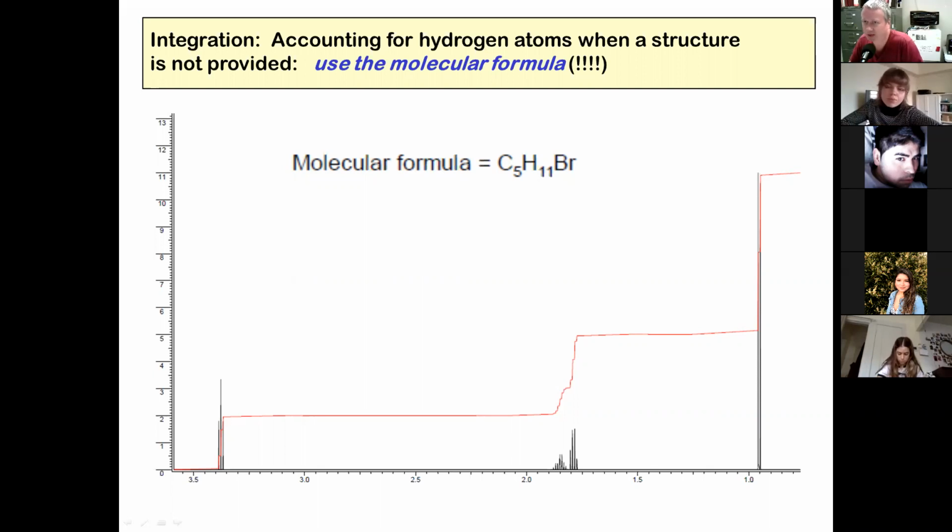Well, we know the Br is electronegative, and things that are electronegative are downfield. So it's probably going to be on the CH2, right? It's going to be CH2 with a Br on it. That's a great question. We'll do more of that in a second. Yeah, the Br is probably on this CH2 over here. But that's the integration and how it relates to 11 protons.